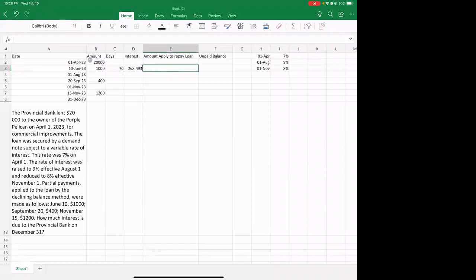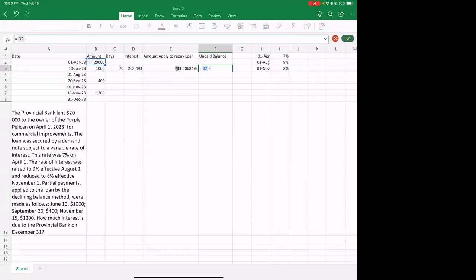And then the amount applied to repay the loan is the difference between 1,000 and the interest. So after that, the unpaid balance is the difference between the original amount, 20,000, and the amount applied to the loan. Okay, so now you keep on going using this method.